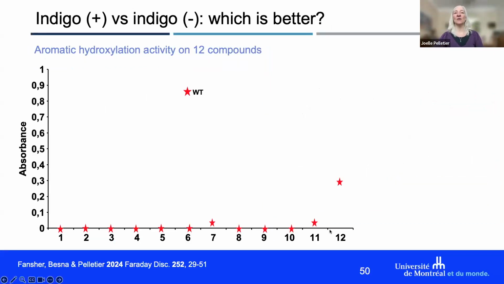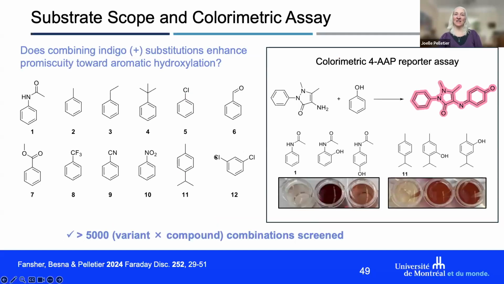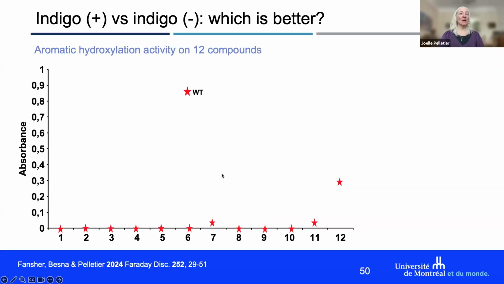On the horizontal axis are our 12 aromatic compounds. We are looking at whether they are hydroxylated. And if we look at the wild type enzyme, the wild type doesn't do much on any of these compounds, except for compound 12, which is this dichlorobenzene here. But nothing much happens with all the other compounds.